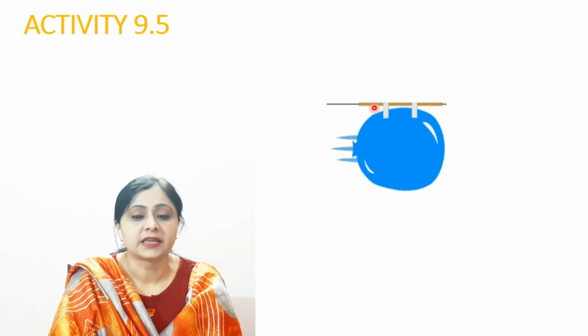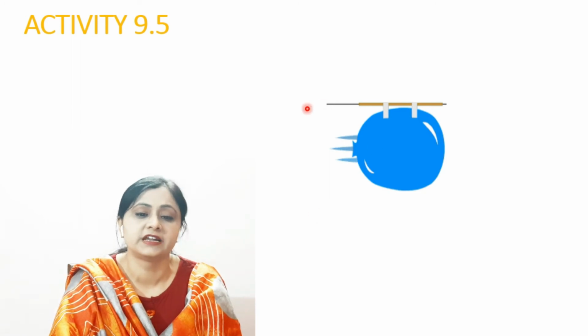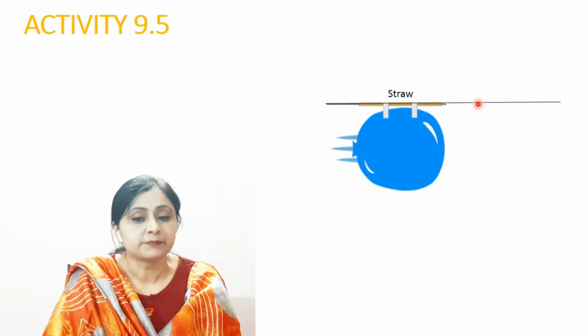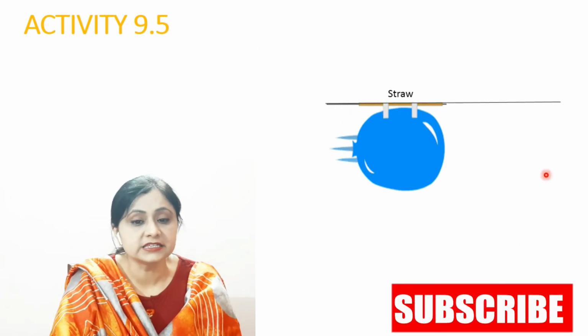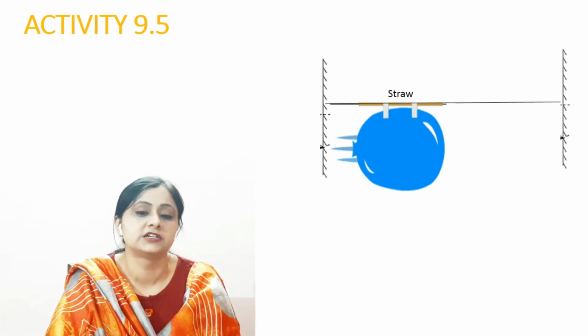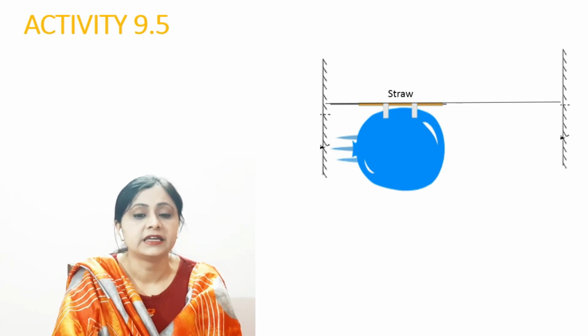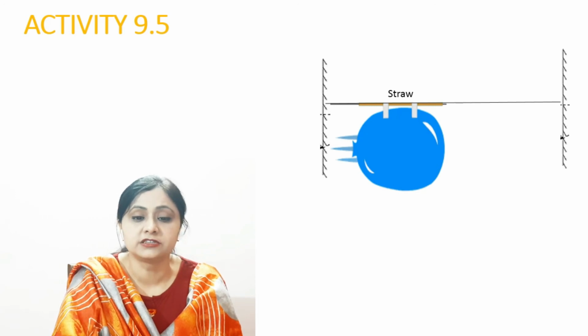Now in this you can check, there is a balloon, and on this balloon we will paste a straw. Before pasting a straw, we will inflate it and tie it with the thread. Then we will paste a straw in this. Then we will pass a thread through the straw, and this thread is connected to two rigid supports. Is it clear? So again I am telling, this is a balloon, it is inflated, then we are pasting a straw, and through this straw we will pass a thread, and this thread is connected to the two rigid supports. Now what will happen?